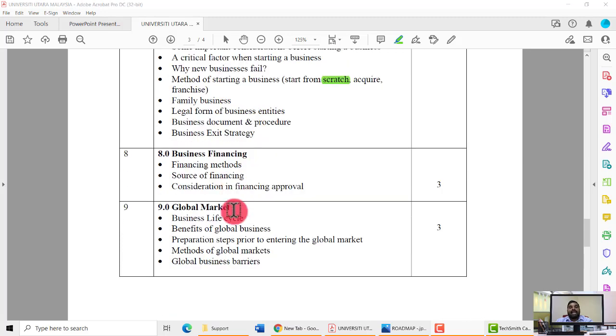Okay, and topic 8 is one of the most challenging parts for entrepreneurs: business financing. Financing methods. There are a lot of methods to get investment for your business. Sometimes you use your own money. Sometimes you can get a loan from a bank or any financial institution, or you can get a grant from the government, or you can get investment from investors, or you can use your savings to run your business.